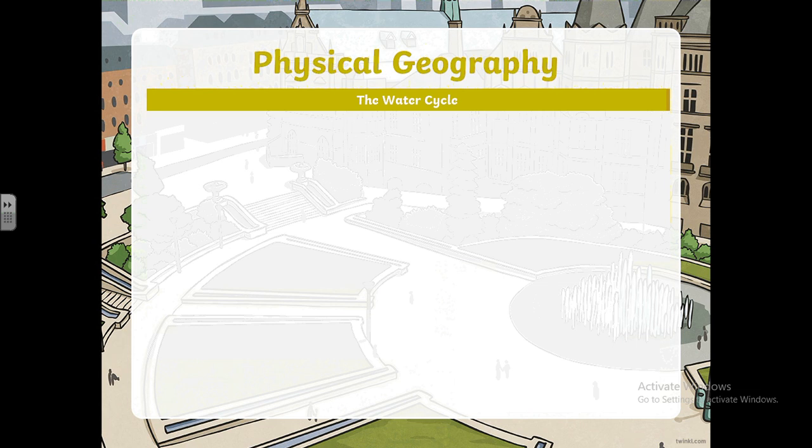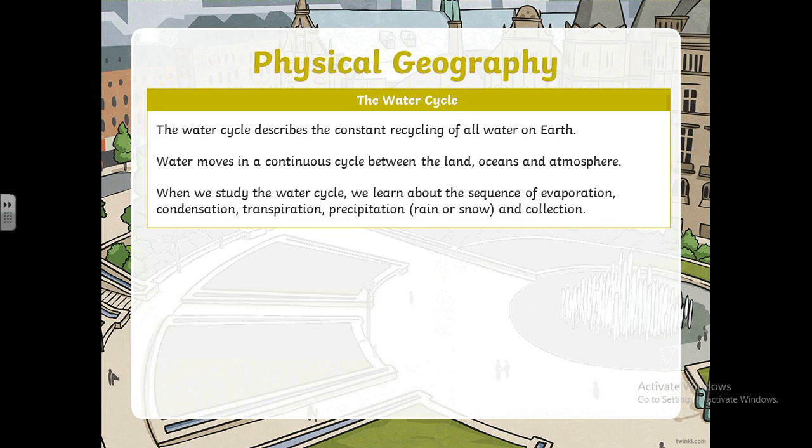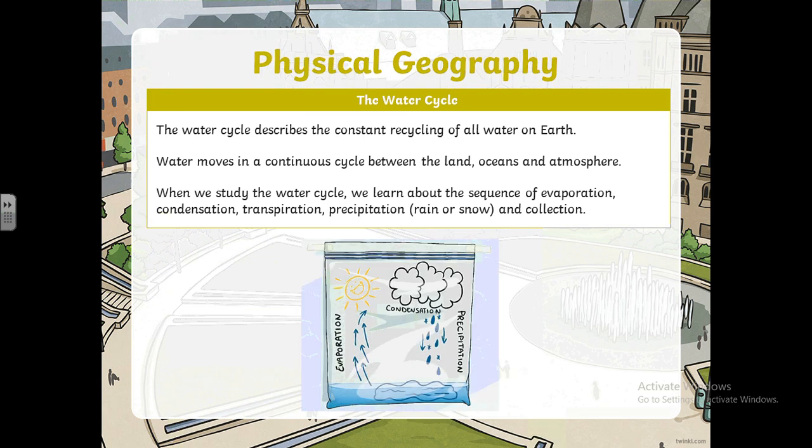The water cycle. The water cycle describes the constant recycling of all water on Earth. Water moves in a continuous cycle between the land, oceans, and atmosphere. When we study the water cycle, we learn about the sequence of evaporation, condensation, transpiration, precipitation, and collection. So that's another form of physical geography.